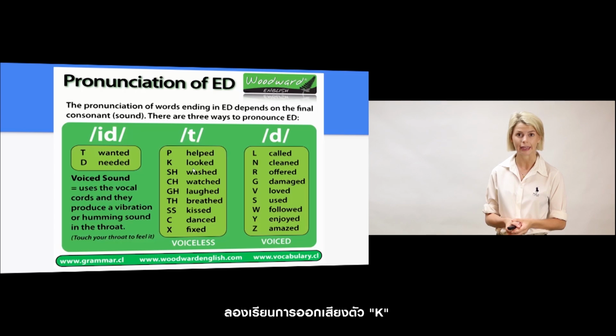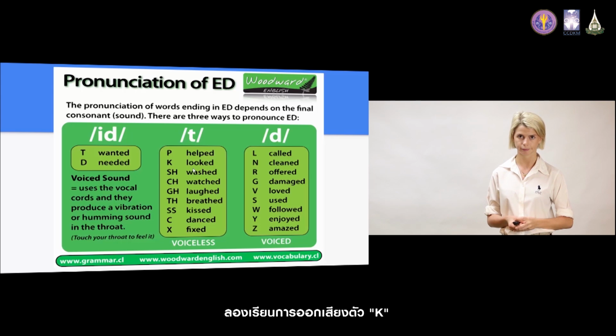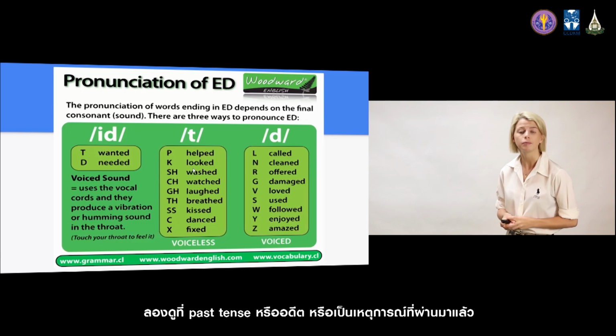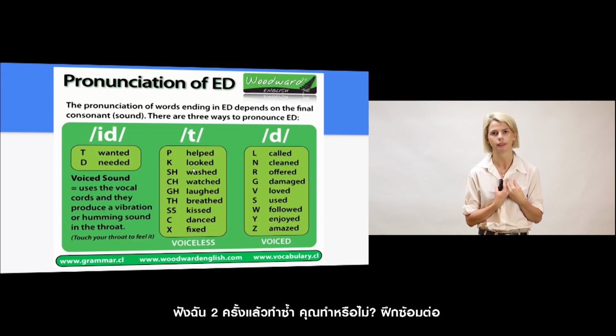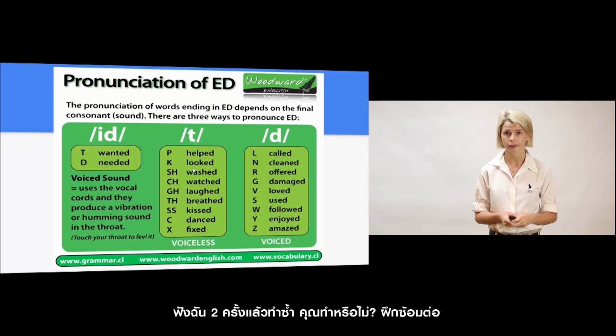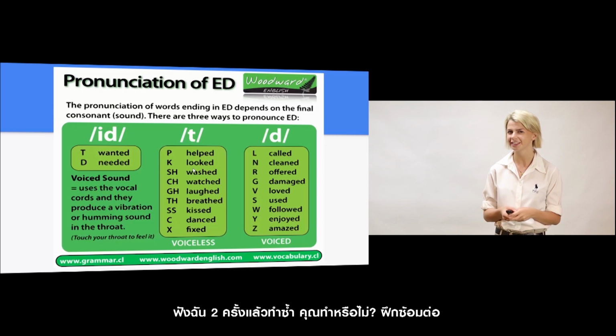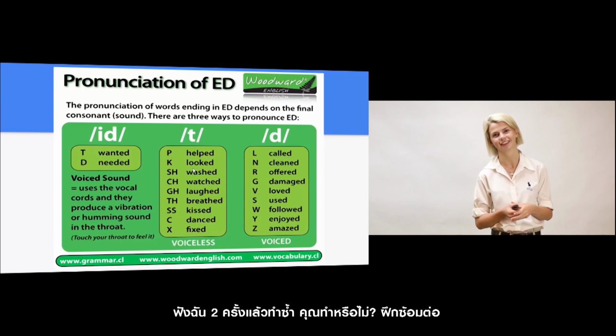K, letter K, k sound. The example we have is look. Okay? Look, k sound. Look in the past tense becomes looked. Kt. Not easy, needs practice. Listen to me 2 times and repeat. Looked. Looked. Did you do it? Keep practicing.